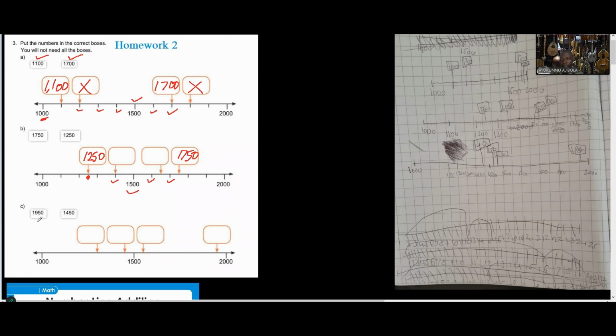And the last one there. We have 1950 and 1450. So 1450 should be closer to 1500, and 1950 should be closer to 2000. Okay, so that is that about the homework.